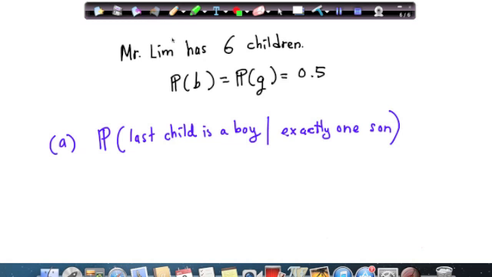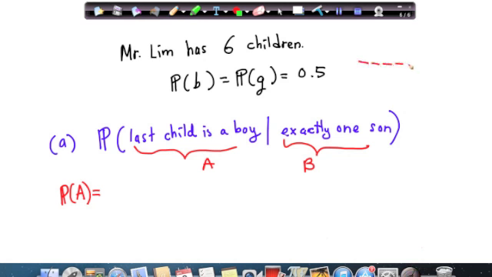Let us call the first event A and the second event B. We first determine the probability of A. What are the elements that correspond to the case that the last child is a boy? Well, suppose here are the children of Mr. Lim, and we know that the last child must be a boy.